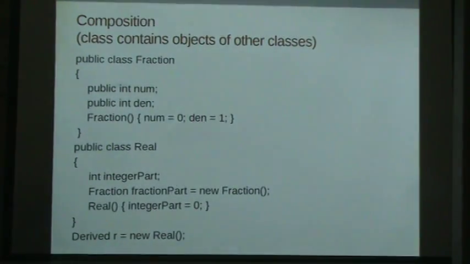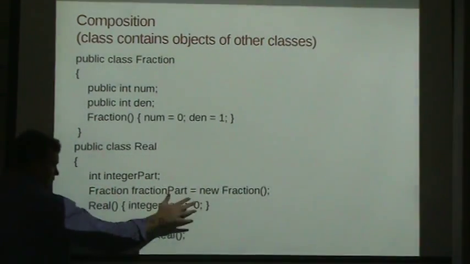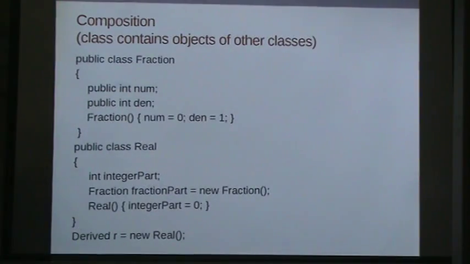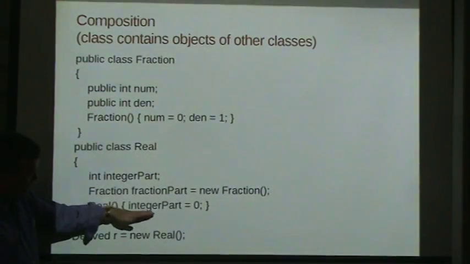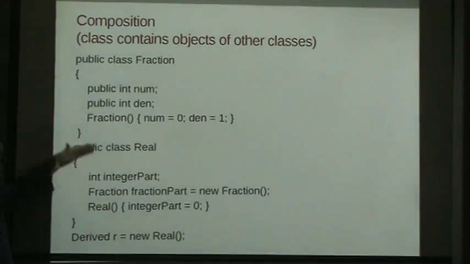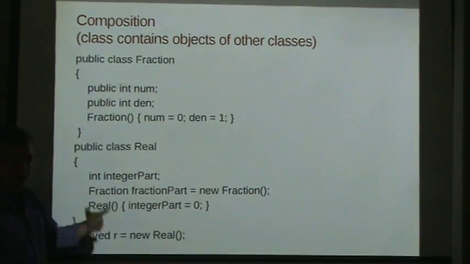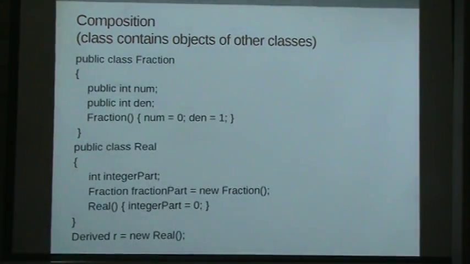So this is kind of a goofy way of having a real number. So we can have the real number, and then the fractional part, and then put the two together. And we say, okay, the default for the real number should be 0. And the default for the fraction, we're just going to let the fractional part call its constructor. So if we were to make a real, how many constructors would be called?